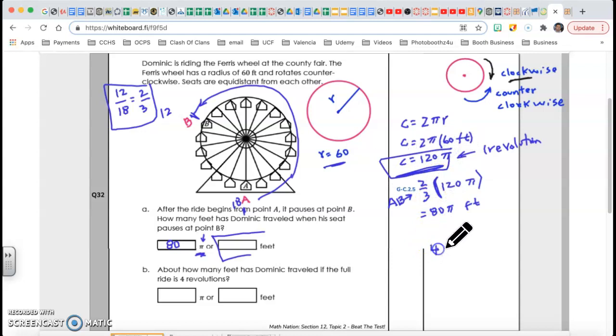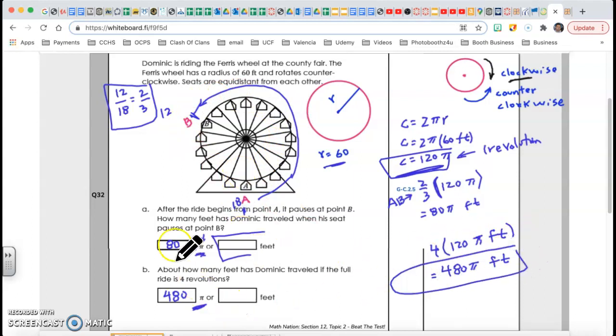Therefore, 4 times 120 pi, right? Because 120 is each revolution, feet. 4 times 120 is 480, so he did 480 pi. My units are going to be feet because I'm talking about perimeter, circumference around it. That's my second answer. Again, if you want to find a decimal, multiply 480 times pi, and that will give you a decimal here. Alright, let's go next.